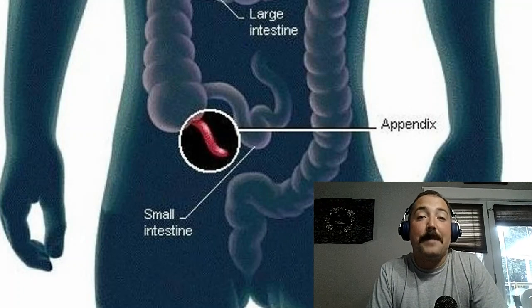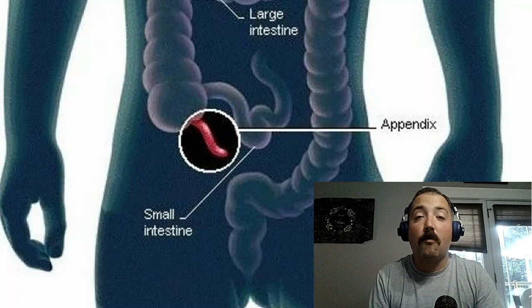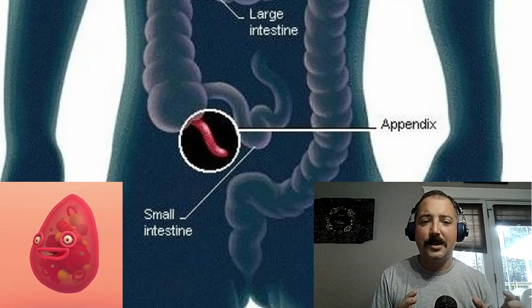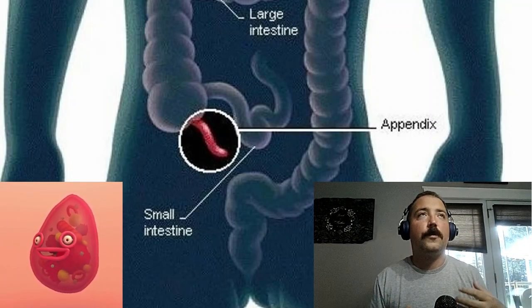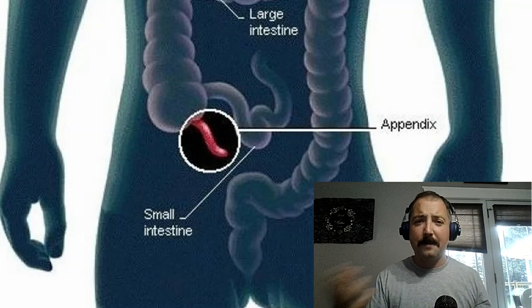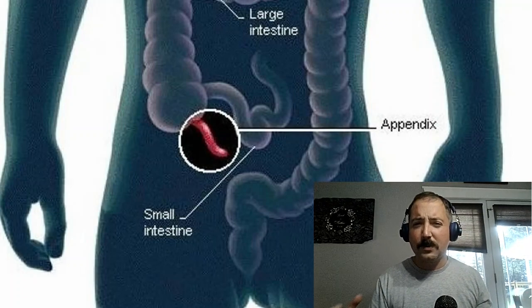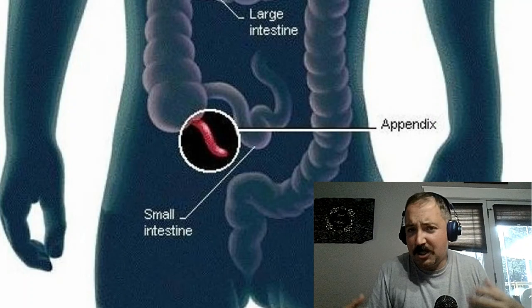We now know that the appendix acts as a bit of a reservoir or a bank for good gut bacteria. So it holds on to that bacteria in case we get sick. So for example, if we get diarrhea or we take a bunch of antibiotics and that kills all the bacteria in our gut, your appendix holds on to that good stuff just so we have something to replenish it with.